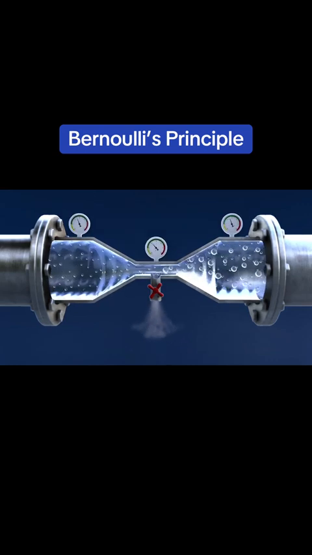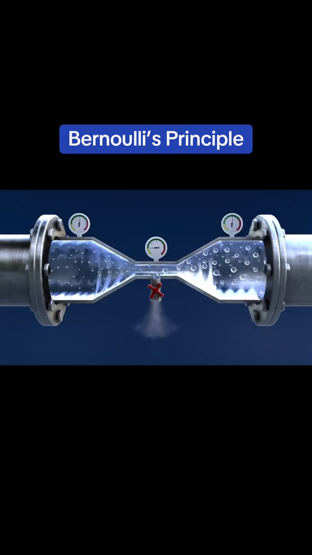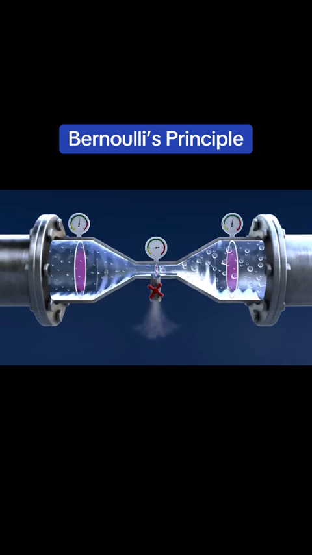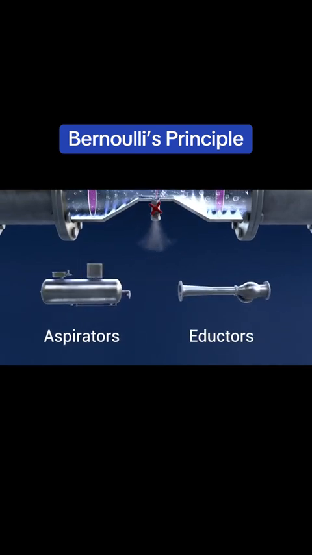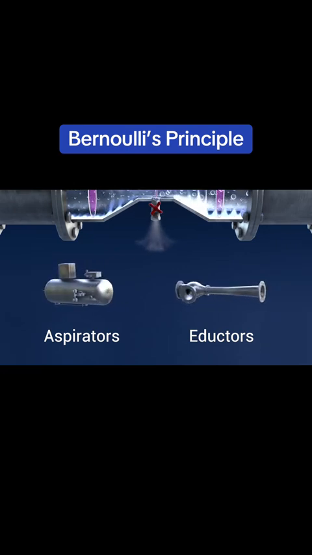It is used everywhere in engineering. Venturi flow meters measure flow rate by comparing the pressures in the wide and narrow sections. It's how aspirators and eductors draw in chemicals or gases without using a pump.